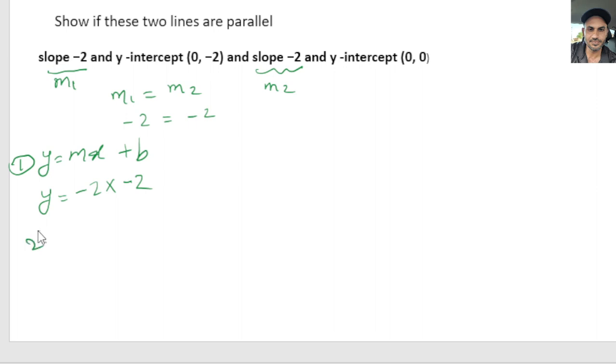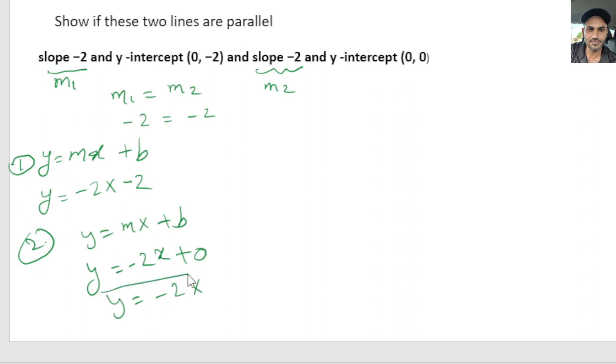Now let's go to line 2. We have y equals mx plus b, and let's put the information in there. We have y equals -2 for m for the second line, x, and plus b, which is 0. The y value is 0 right here. The y-intercept is 0, so y equals -2x.